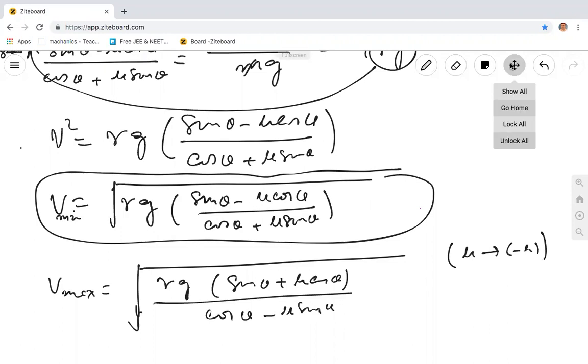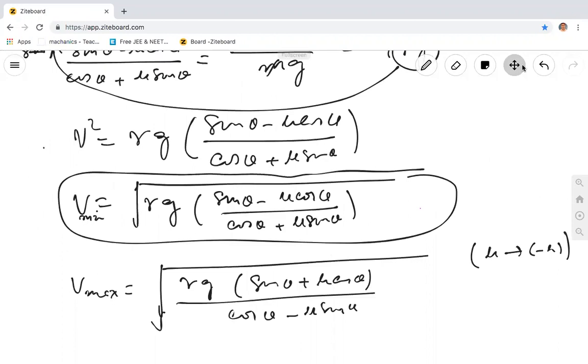Have a look. Okay, let me again try to explain this. Interesting thing, look. Suppose mu is equal to 0. There's no friction, right? This will become 0, this will become 0, and this will become tan theta. So v square is equal to rg tan theta. Tan theta is equal to v square by rg. You are back to square one. You already have that equation when there's no friction. But when there's friction, this is the equation.